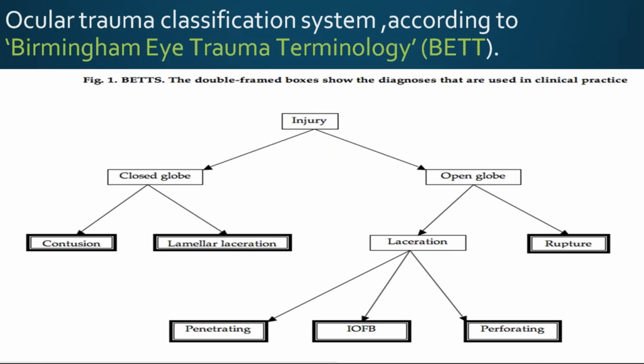And this is the classification, the Birmingham Eye Trauma Terminology. This is the classification for ocular trauma, divided into closed globe and open globe. We are discussing the open globe. Open globe is again divided into laceration and rupture. Laceration is again divided into penetrating, perforating, and intraocular foreign body.